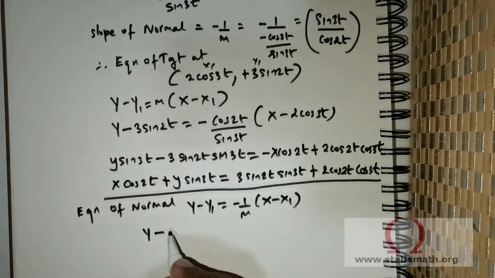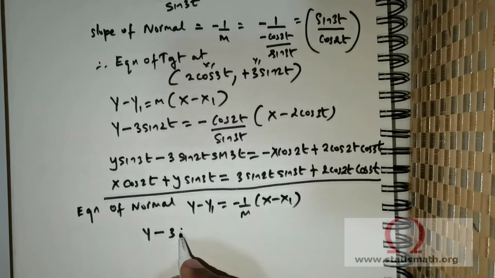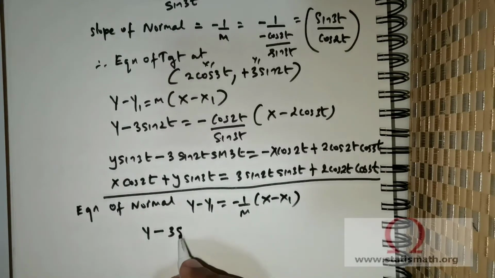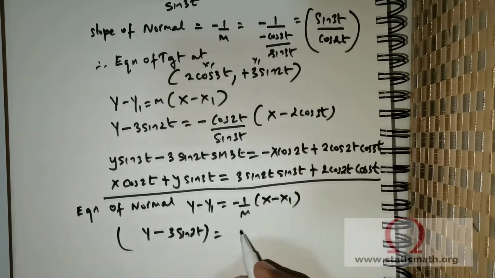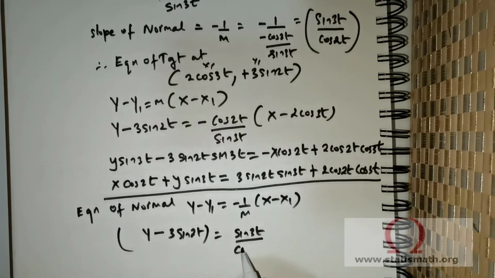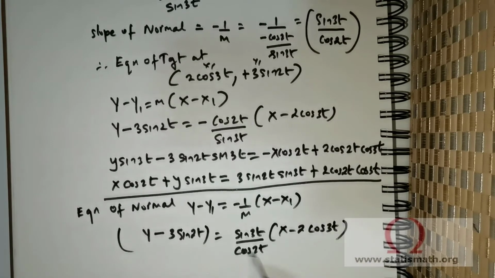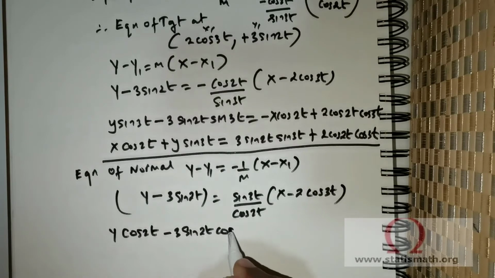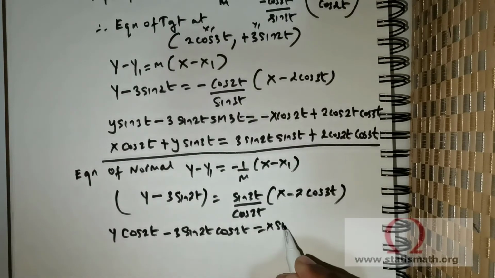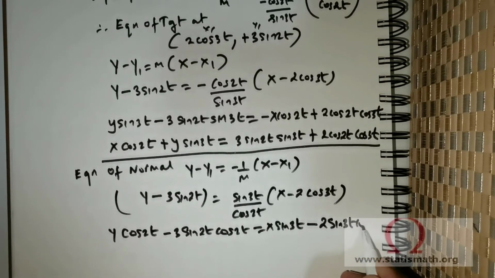So that's going to be y minus, the coordinates you got to place in for x and y. So that's going to be y minus sine 2t is equal to negative 1 over m, which is sine 3t divided by cos 2t, times x minus 2 times cos 3t. So if you cross multiply, you get y times cos 2t minus 3 times sine 2t cos 2t is equal to x times sine 3t minus 2 times sine 3t cos 3t.